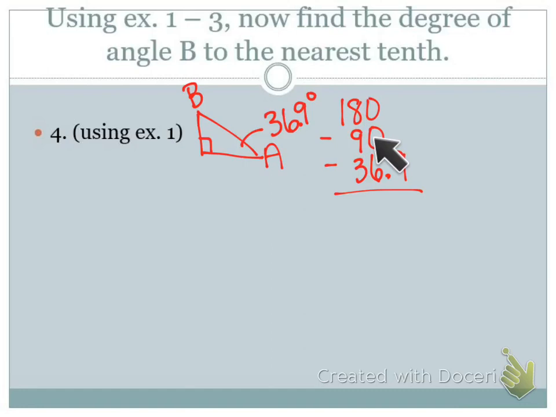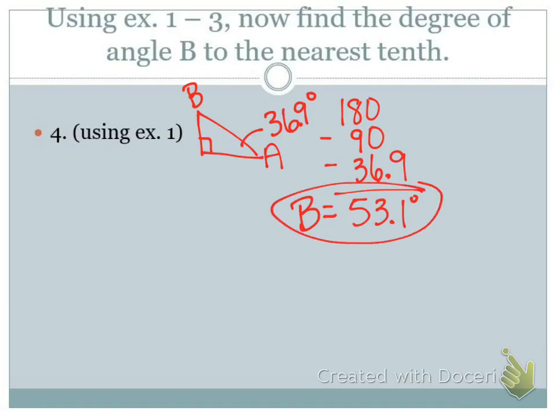So did anybody take 180 minus 90 minus 36.9? Do we agree with 53.1? Okay, so that would be our answer. Angle B, or you could just put B, is equal to 53.1 degrees. If you want, you can use your trig ratios and use your inverse tangent over again, but you do not have to. That would be our answer for number 4.